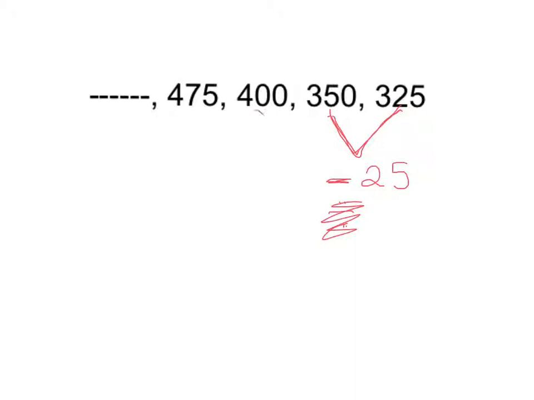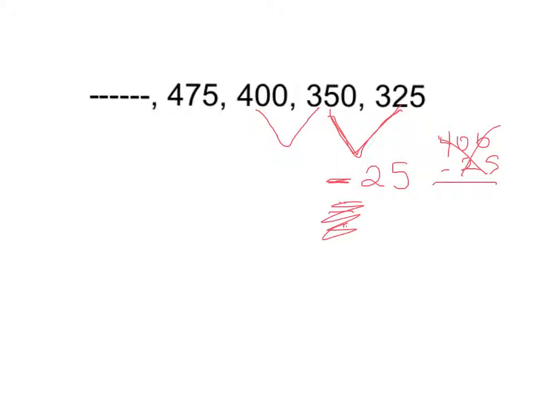Now, I'm going to draw my arrow from 400 to 350. And I'm going to test this minus 25. Is 400 minus 25 going to equal 350? It does not. That would equal 375. So my rule is not minus 25. It has to be something more complex.